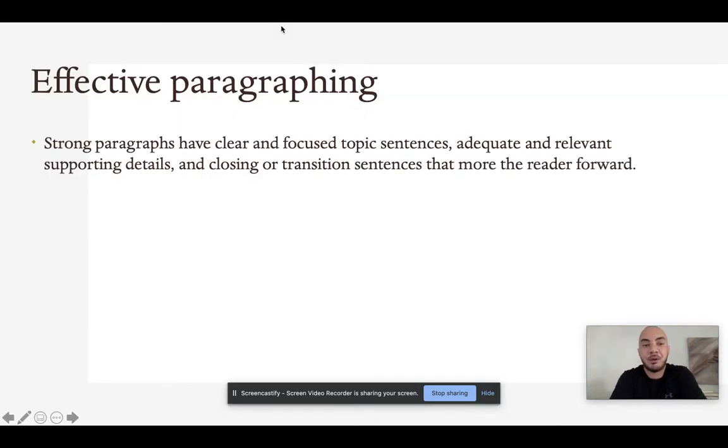Creating effective paragraphing means having clear topic sentences, adequate, which means enough, and relevant, which means on topic, supporting details, and also a closing or transition sentence that comes at the end that helps to move the reader forward. So we're going to take a look at an example of a narrative paragraph that uses this structure.